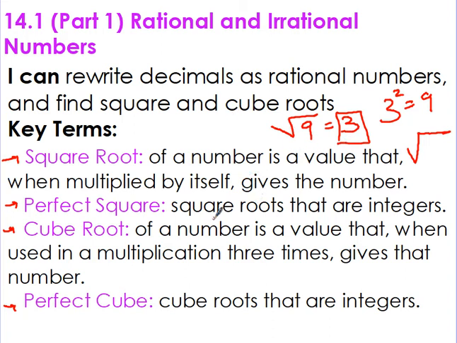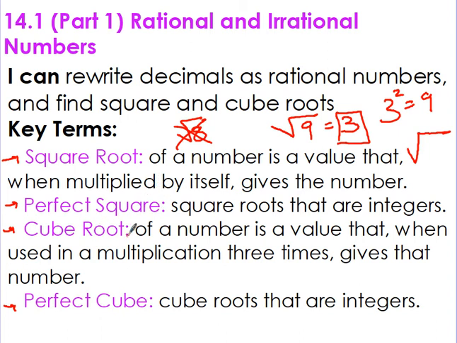A perfect square is a square root that is an integer. So the square root of 9 is a perfect square because our answer is 3. If I had the square root of 8, this is not a perfect square because I don't know what number times itself equals 8. 2 times 2 is 4, 3 times 3 is 9. Well, the square root of 8 has got to be somewhere in between 2 and 3 then. And it's going to be a decimal, so it's not a perfect square. We will learn how to evaluate these, but right now this is just not a perfect square.